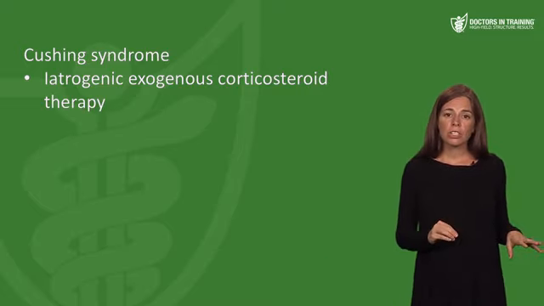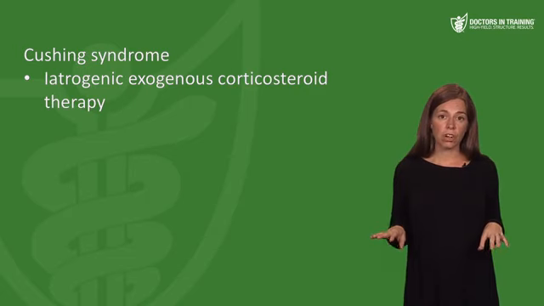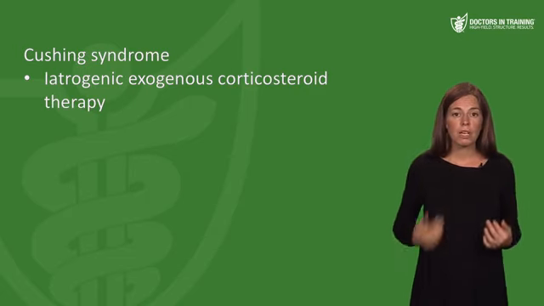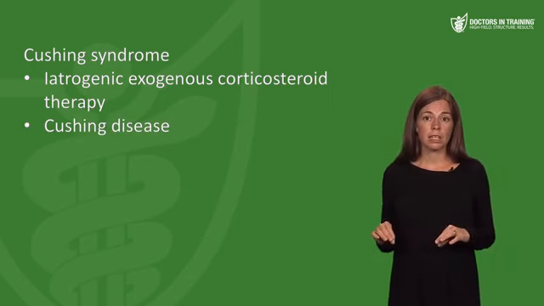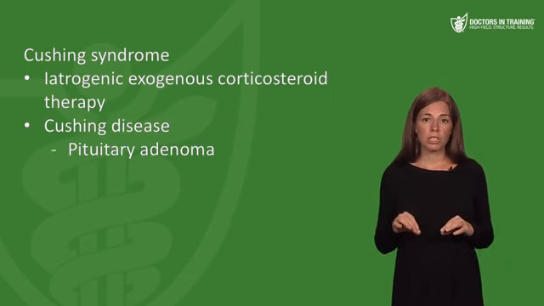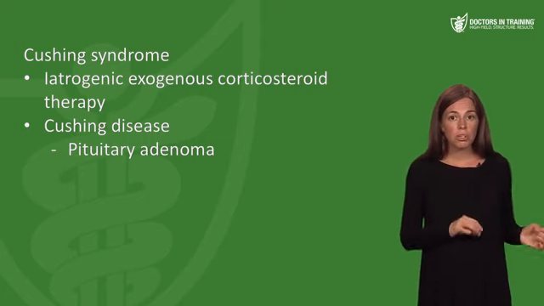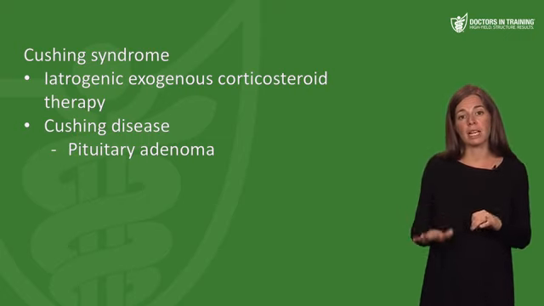Then besides exogenous steroids, you can also have endogenous causes of Cushing syndrome, and these come from several sources in the body. A common cause of Cushing syndrome is Cushing disease, which specifically is due to a pituitary adenoma, not a prolactin-producing tumor, but a pituitary tumor that produces ACTH.